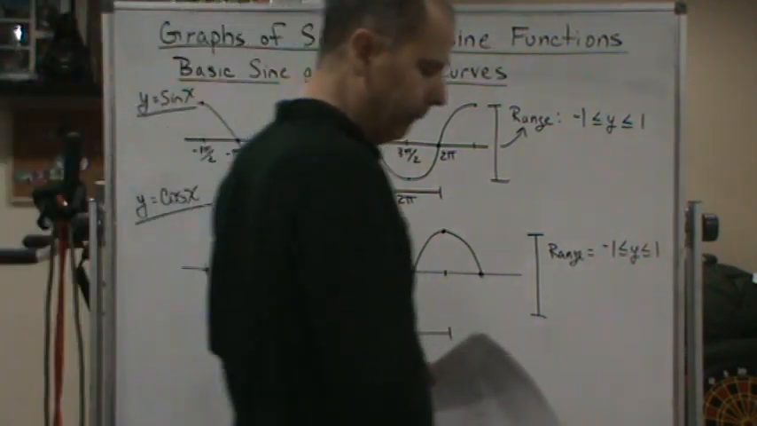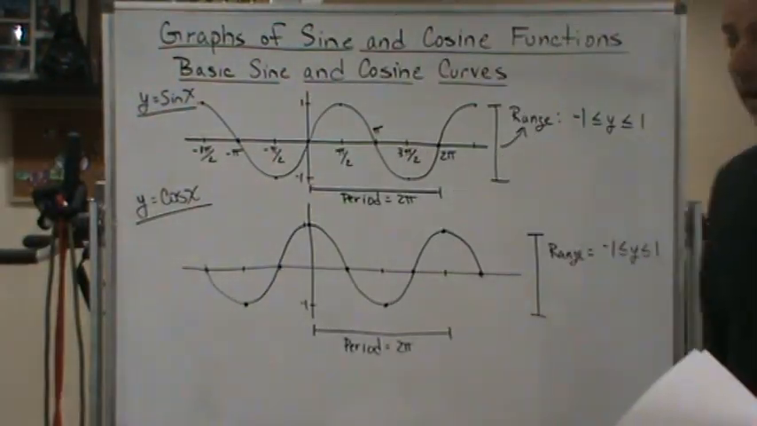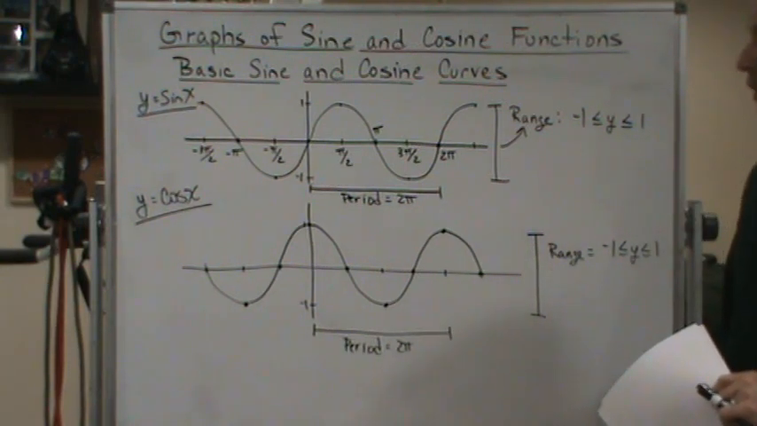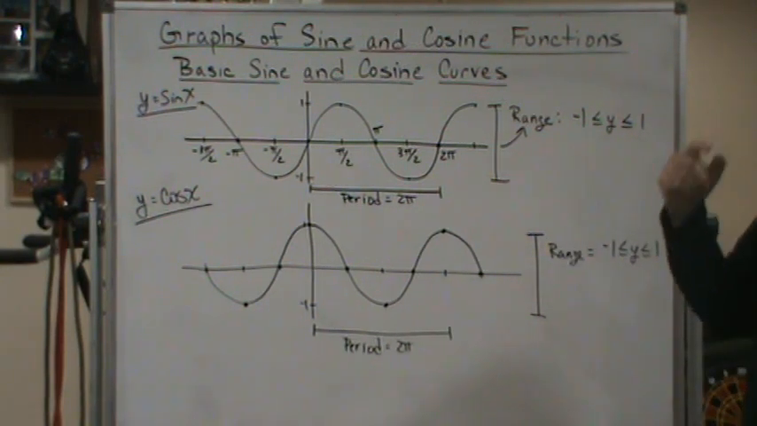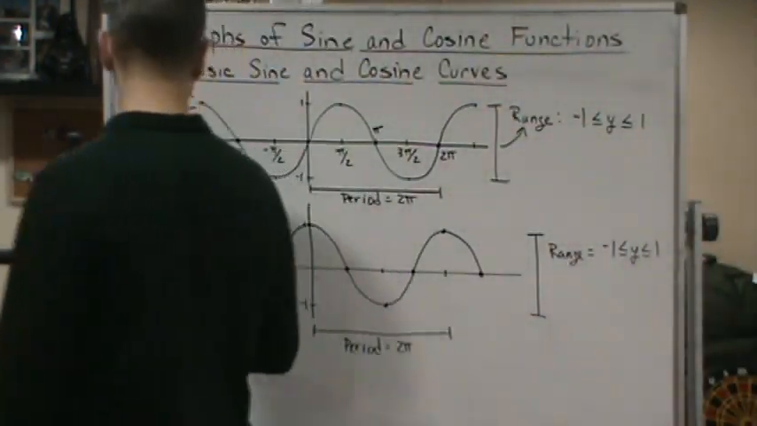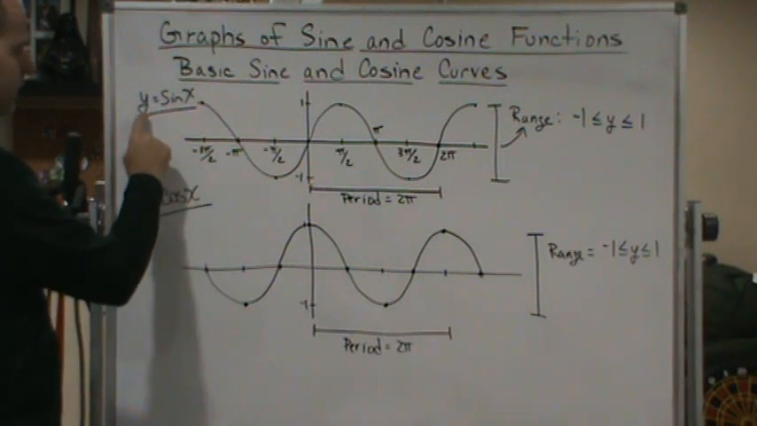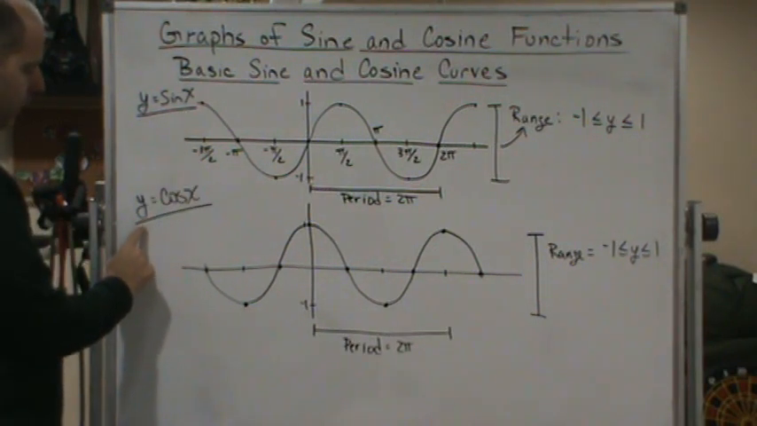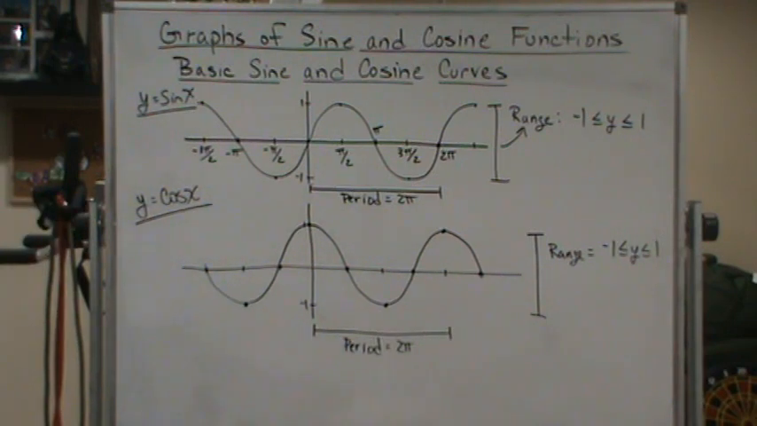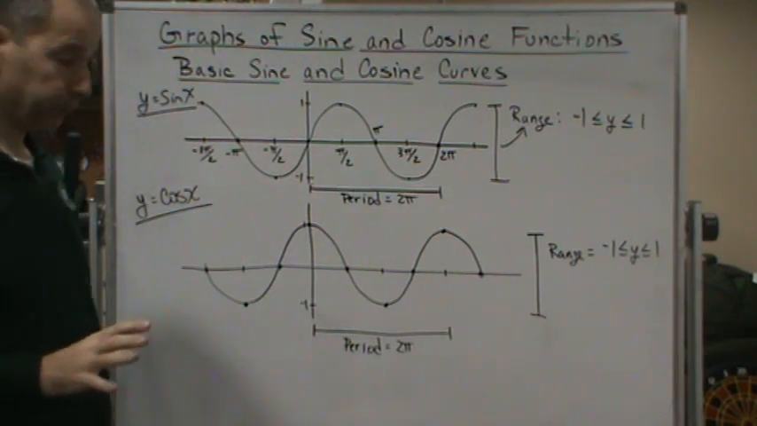Okay, welcome. Now we're going to start talking about graphs of sine and cosine functions. We're going to start with the basic sine and cosine curves. So these are the basics, where y is equal to sine x and y is equal to cosine x. So these are the basic sine and cosine graphs.